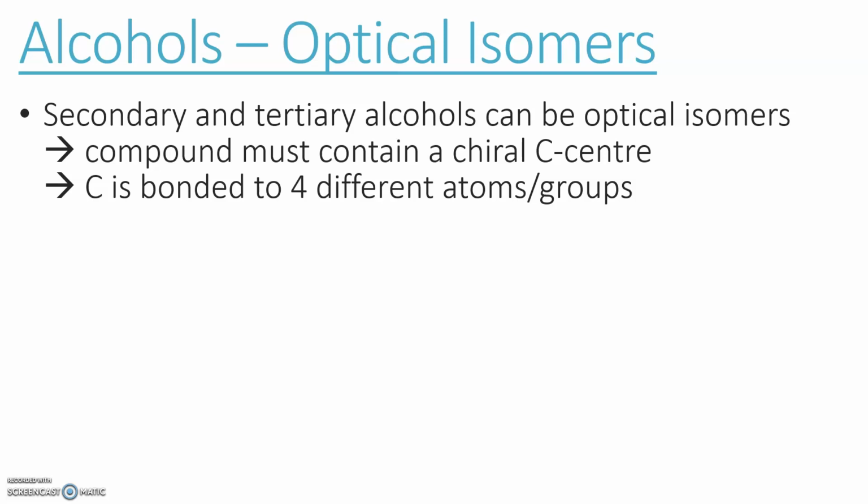Secondary and tertiary alcohols can be optical isomers, primary alcohols cannot. We must have a carbon that has 4 different atoms or groups attached to it in order for it to be optically active.